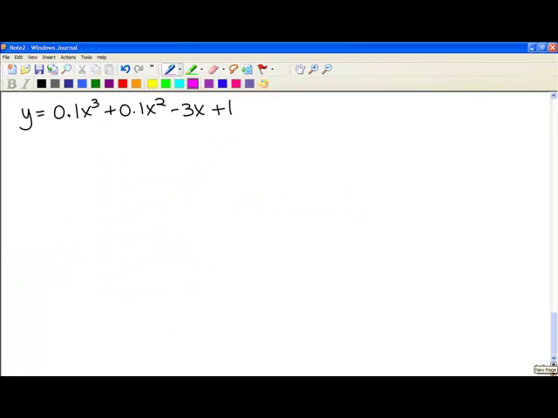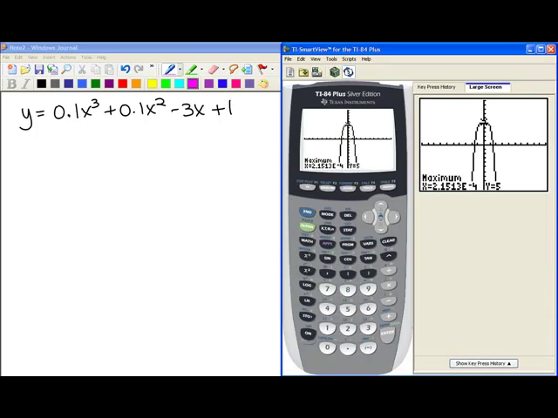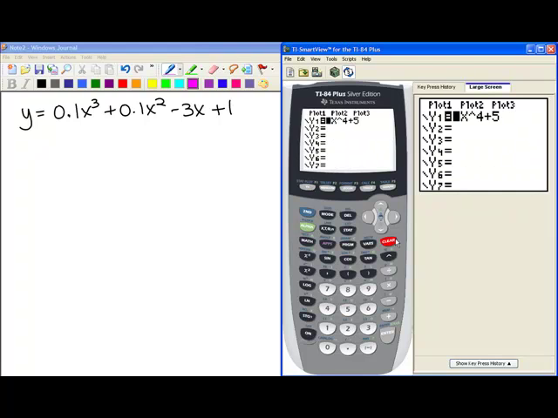Now let's put it all together and work one more problem. And this one will have a relative maximum and a relative minimum. So we're going to start by typing this in the calculator, pressing the Y equals key and clearing out what I have in there from before, and then I'm going to type this in.